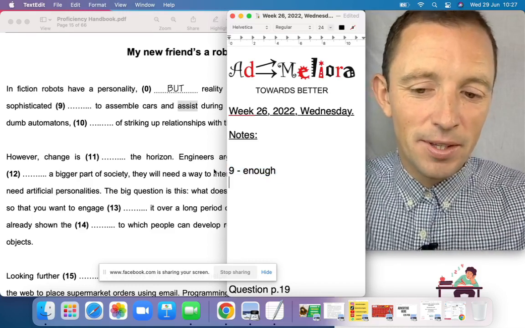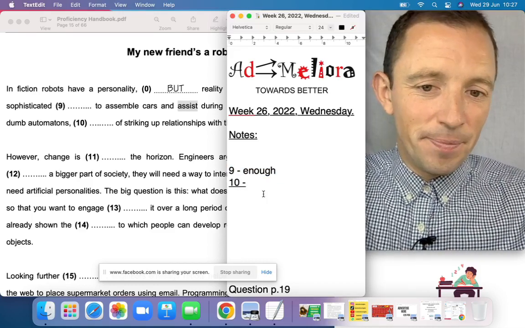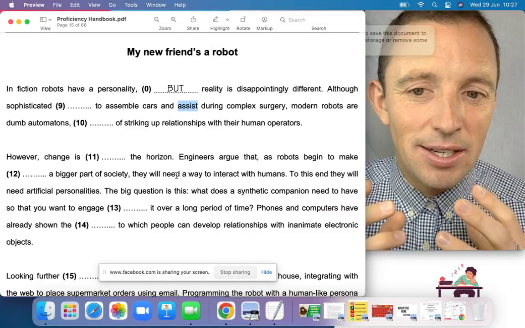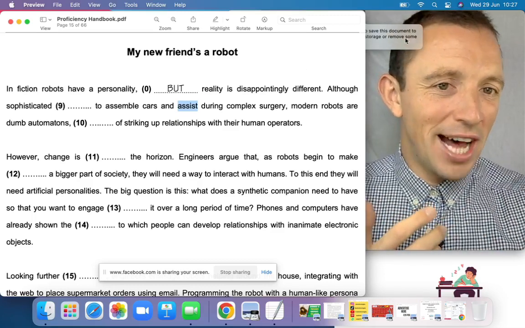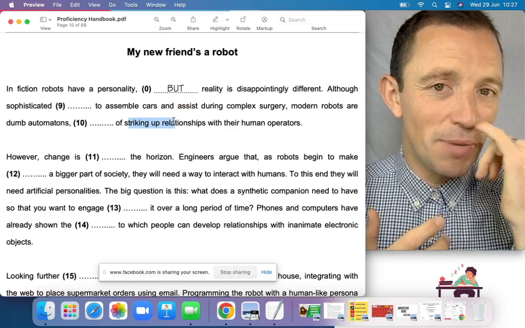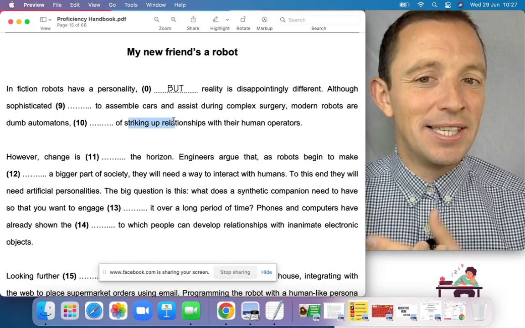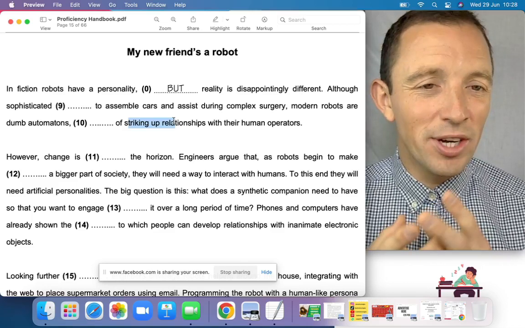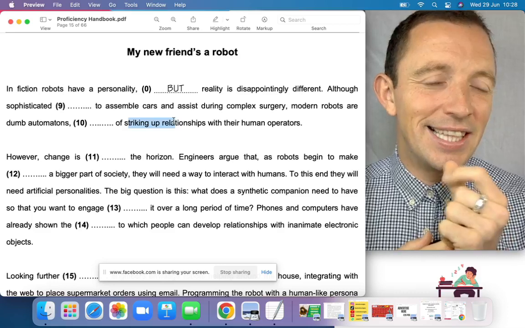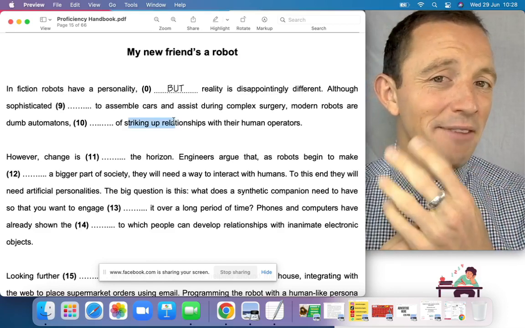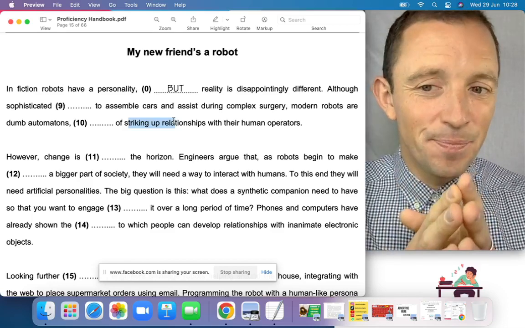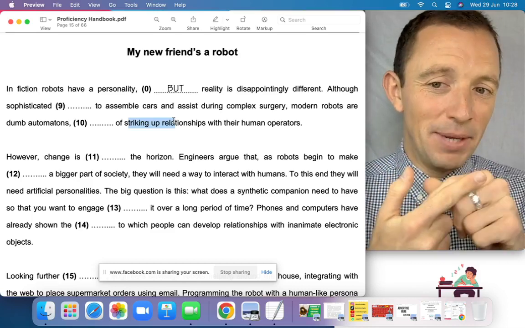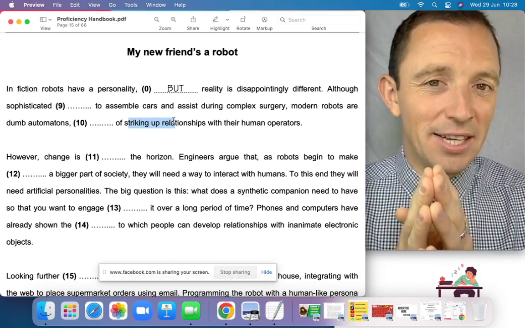Okay, number 10 is tricky, but I think again there's only one possible answer for number 10. So a robot does not have the ability to create a relationship. A robot does not have the ability to create a relationship with the humans. No. So we're looking for something here related to ability in the negative. So if you have the ability, you are able, and you're also capable. So able and capable are two possibilities. So number 10, I think, could be unable.